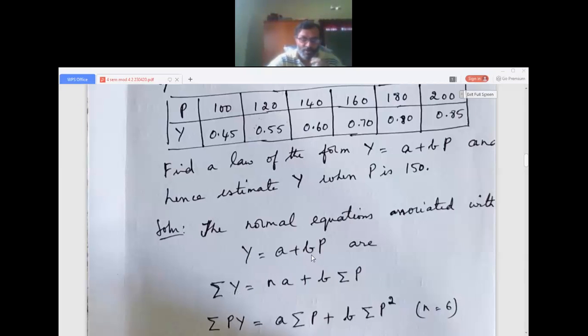You need not learn it by heart. Looking at it, you can make out: sigma y is equal to NA, sigma y is equal to NA plus B into sigma P.